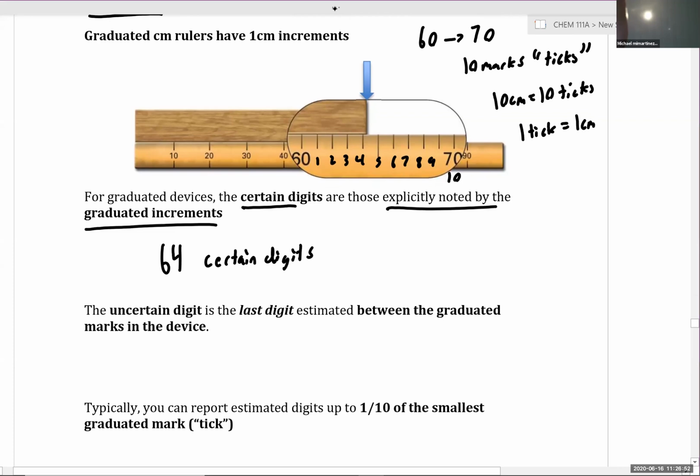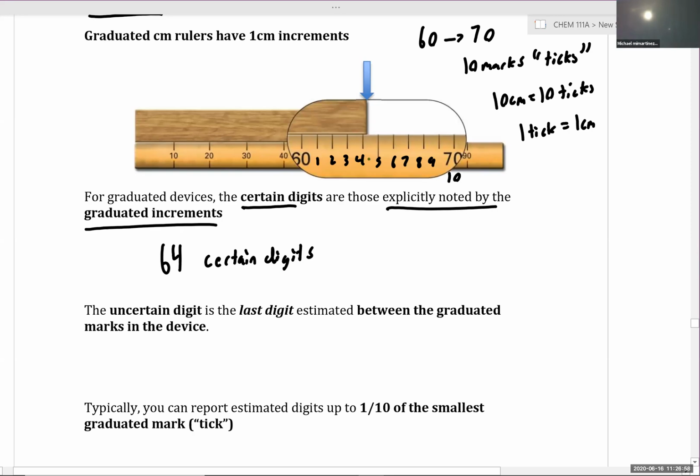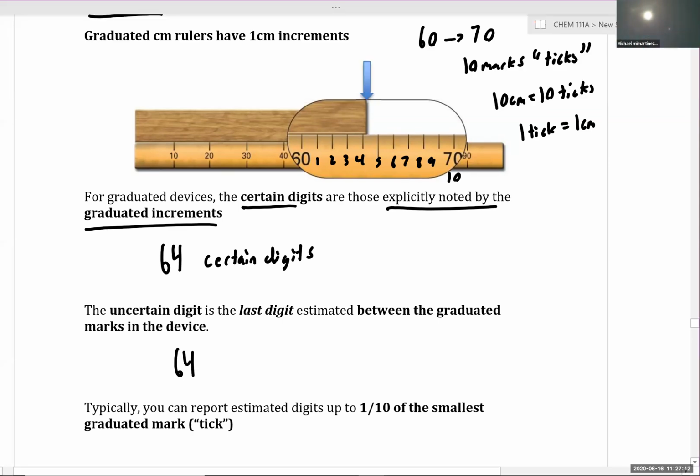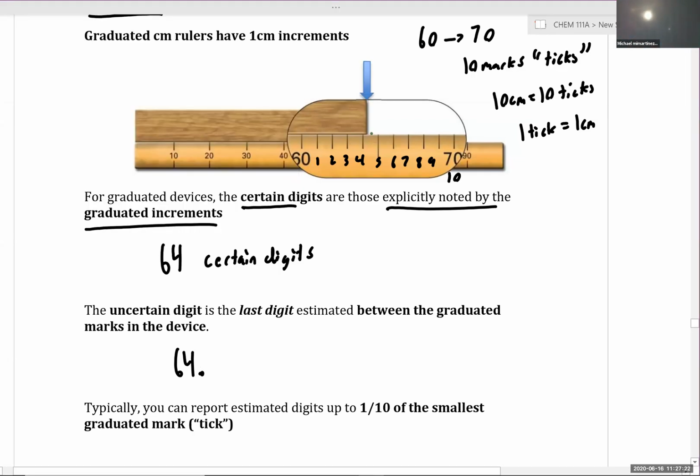The uncertain or estimated digit is estimated between the graduated marks. It's generally 1 decimal place over from your certain digits. For example, we can clearly see that it's somewhere around 64 centimeters, and we can estimate 1 more digit. Would someone like to provide an estimated digit for this wood block's length? 0.2, sure. And this last digit is our estimated digit. It is not explicitly noted by a graduated mark.